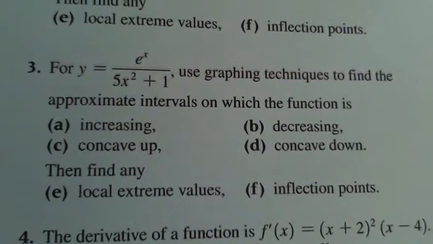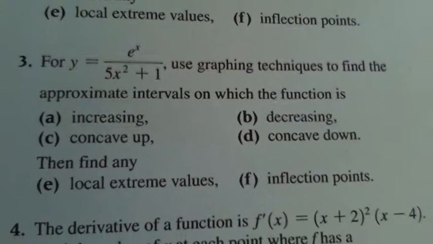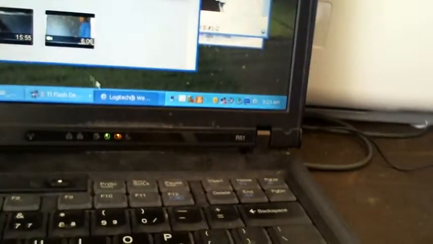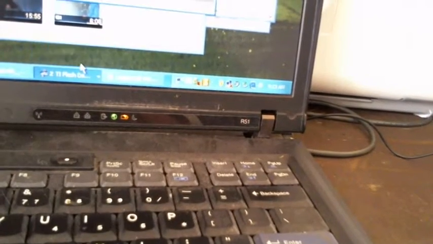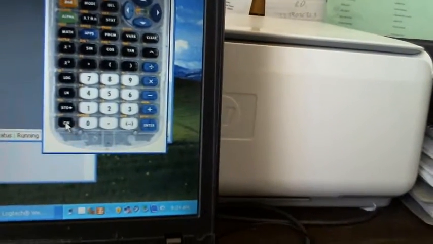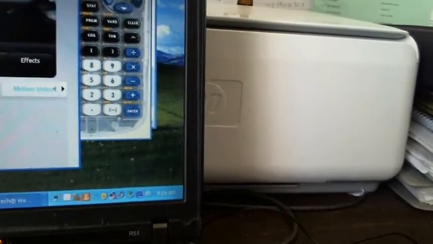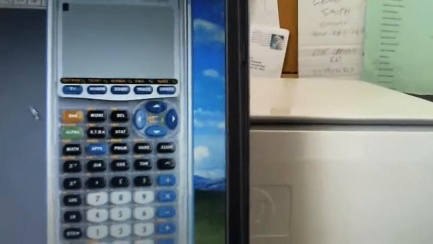4. I use graphing techniques, approximate intervals. Alright, let's do some graphing techniques. Alright, graphing techniques. Alright, so calculator.